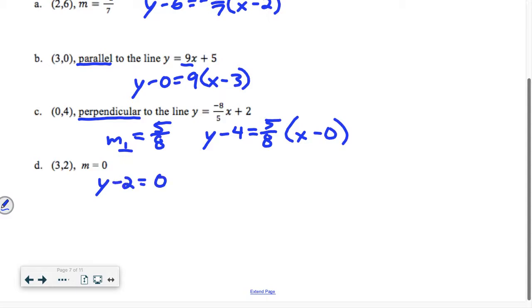And for the last one, for D, I'm giving you the slope, so y minus 2 is equal to 0 times x minus 3. However, when I multiply 0 times x minus 3, that just equals 0. So y minus 2 equals 0. Add that over and I get y equals 2. So we have a horizontal line in this case.